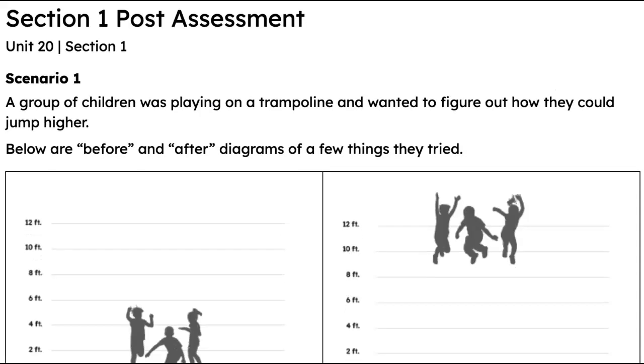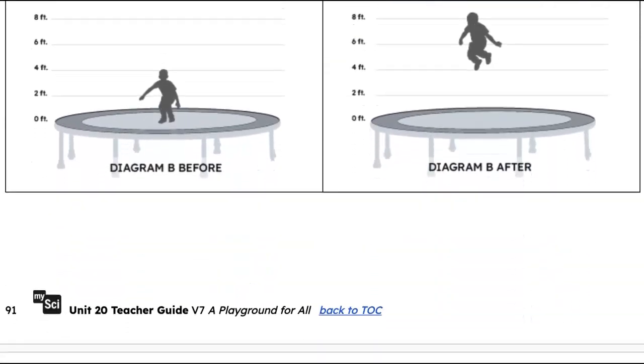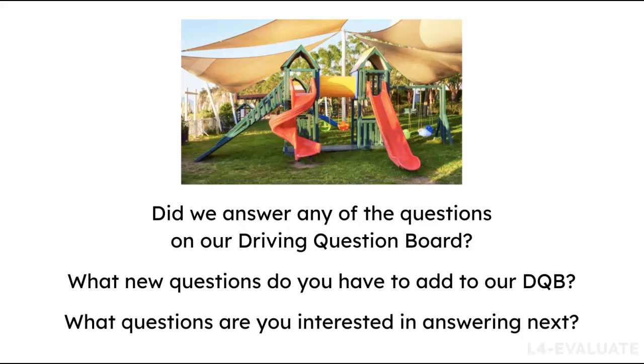For the Evaluate portion, you'll have students complete the Section 1 Summative Assessment. To support student sense-making across the unit, you'll orient them back to the driving question board. Ask, did we answer any of the questions on our driving question board? If there are questions that have been answered, you'll remove them from the driving question board and place them on the summary charts. You can use this as an opportunity to answer the section driving question, how can we make our playground more fun?